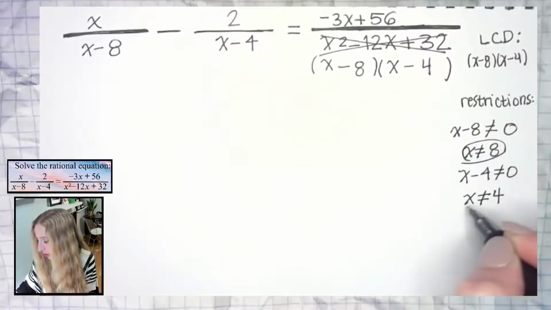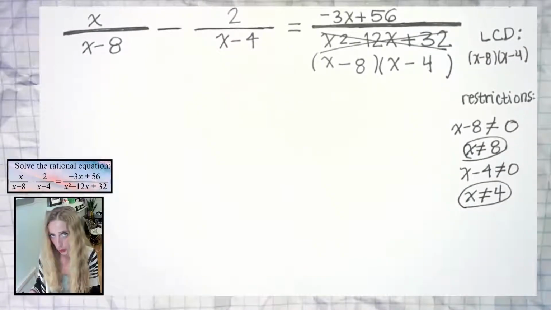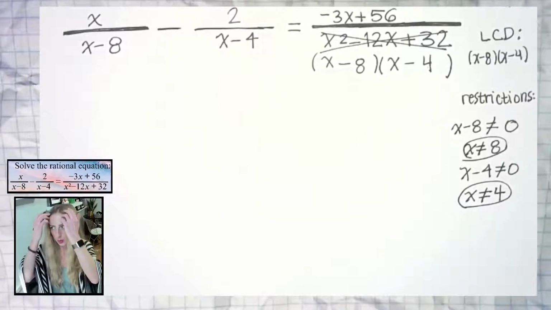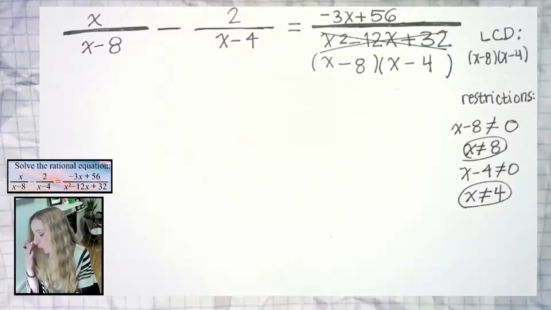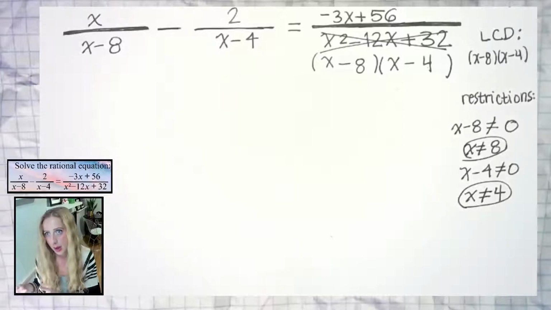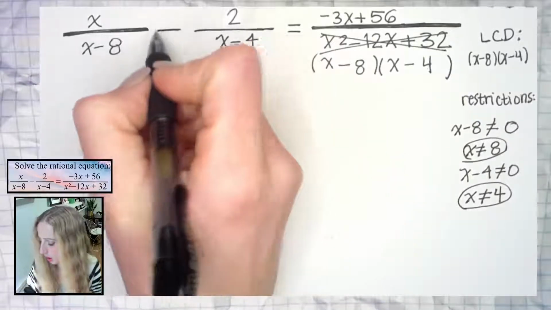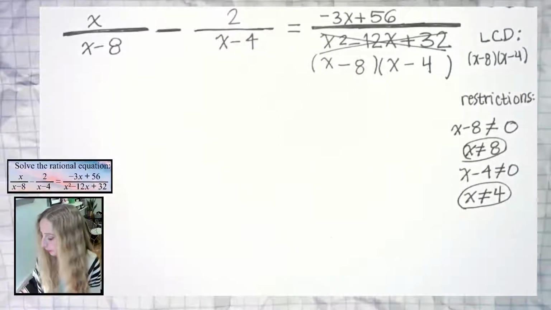So these restrictions are important because if I finish solving this problem and it turns out that one of the answers I get by solving the equation is one of my restricted values, I will mark that answer as being extraneous, and we'll comment on that a little bit more in a minute.